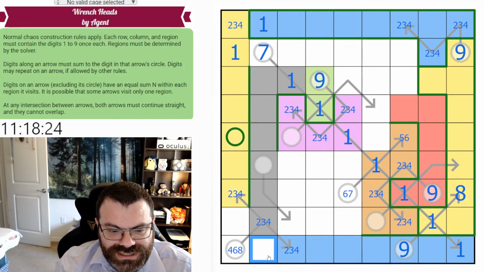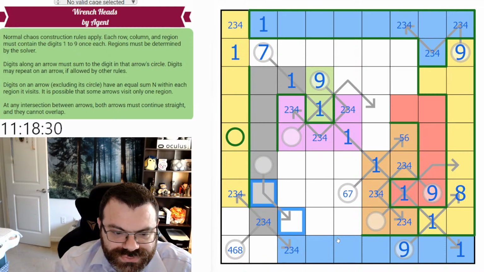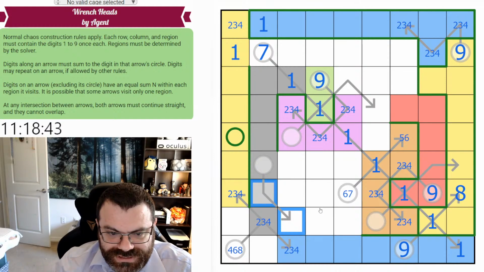Yeah, the corner could be taken by any of them. Okay, so the question is whether this is gray or a different region. If it's a different region, then these two repeat a digit also. So they'd be 2, 3, 4. Seems okay.